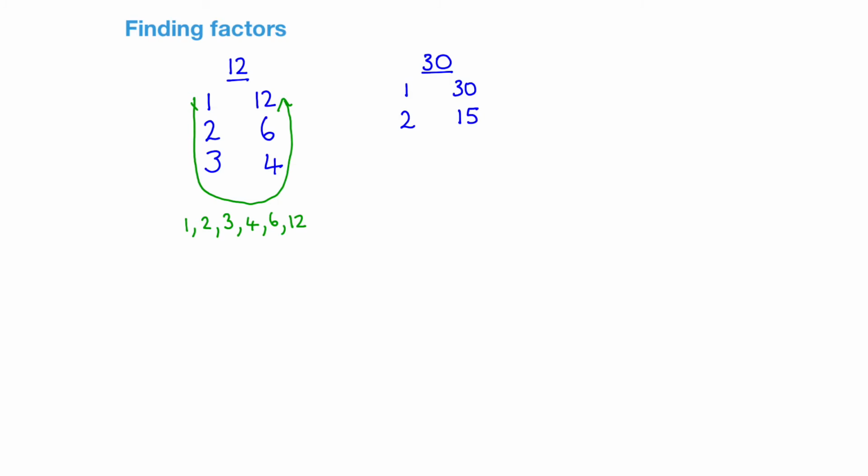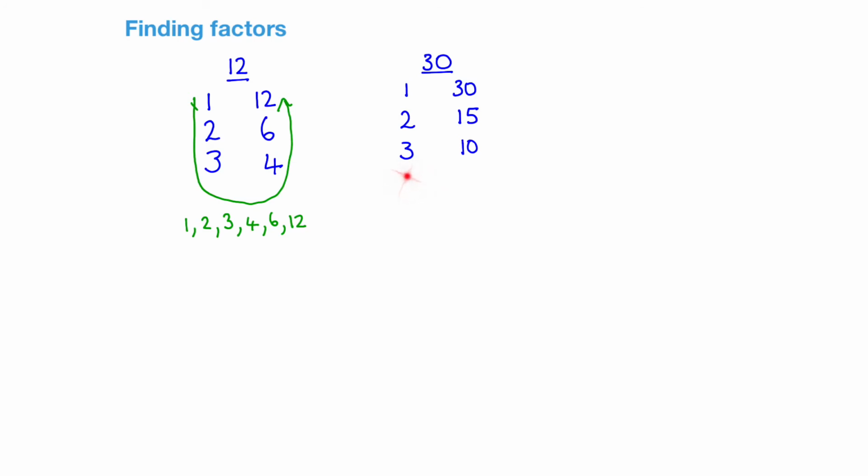Okay, so next here, we consider 3. Is 3 a factor of 30? Does 3 times something equal 30? Well, it does. So we can put the 3, and 3 times 10 is 30. Next, we would consider 4. But when we think, does 4 go into 30? Or is 4 times something equal to 30? Then we realise that 4 is not a factor of 30. So we can't write 4 down.